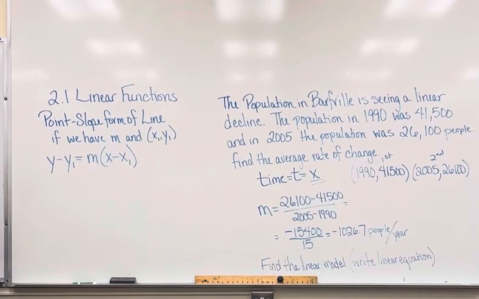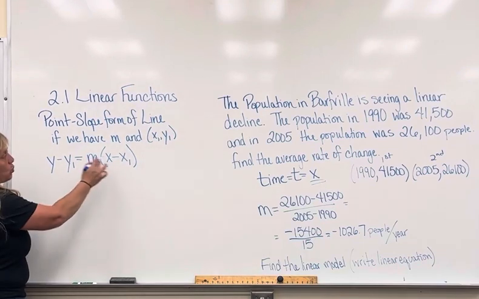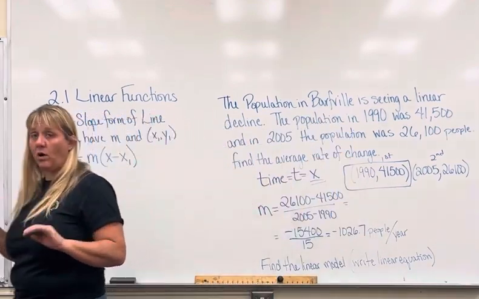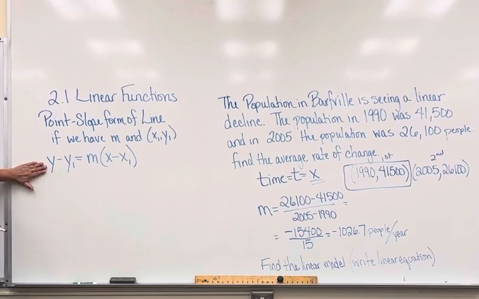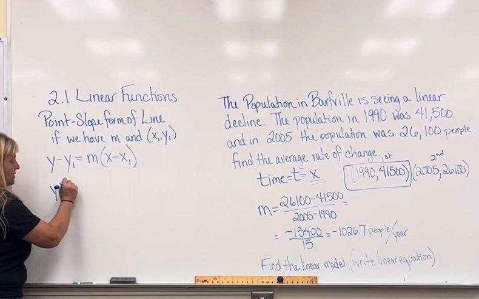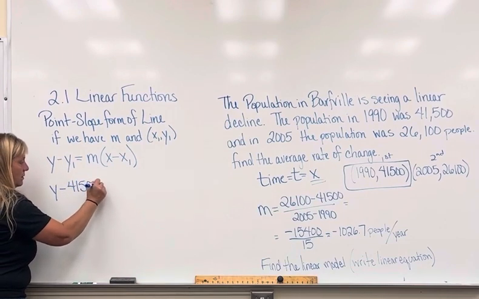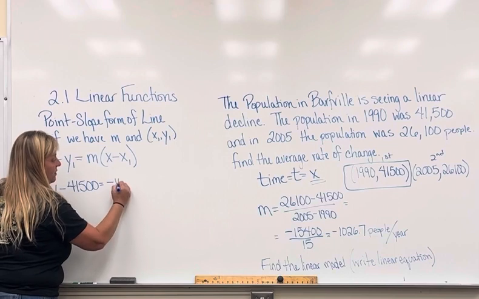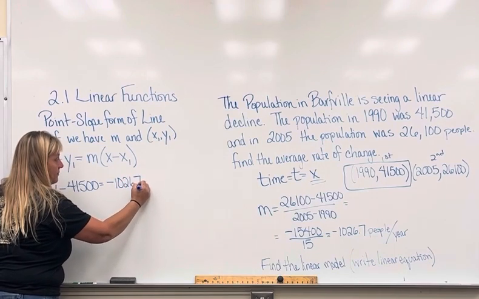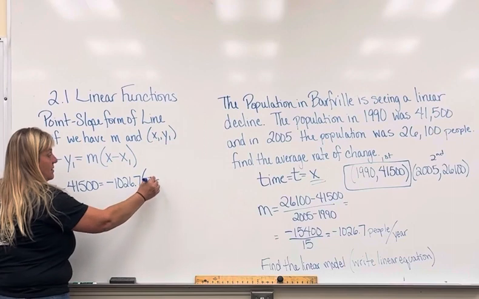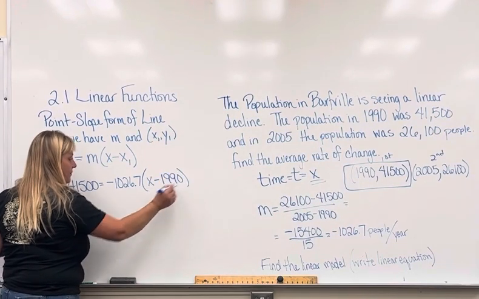Alrighty, so let's say we have to use 1 point. So let's say that we're just going to use this first point just for the heck of it. It doesn't matter, you can use the other one if you want. Using point slope form of the line, we're going to go y minus y sub 1. So y sub 1 is that 41,500. So we're going to go y minus 41,500 equals, and then we're going to do m, which is our negative 1,026.7, and then x minus our x value, which is 1990.